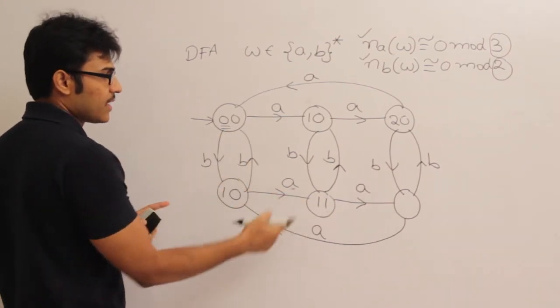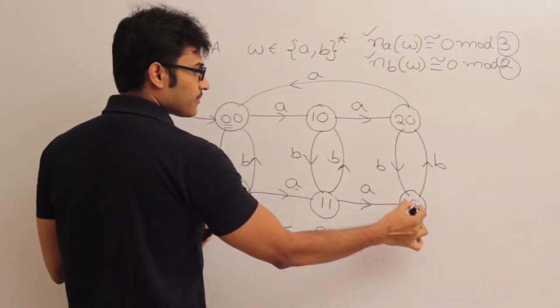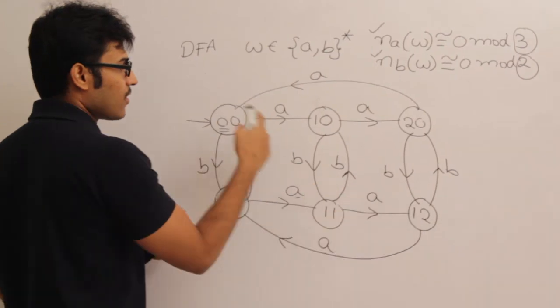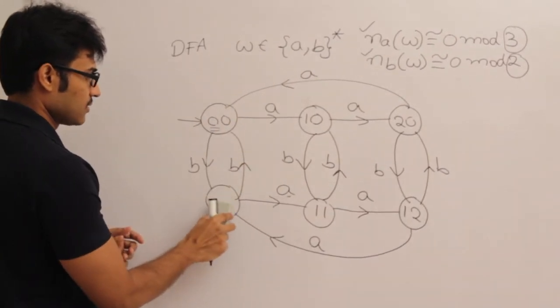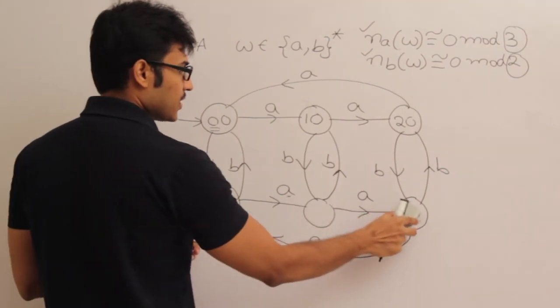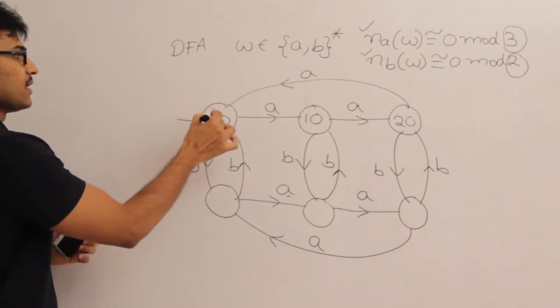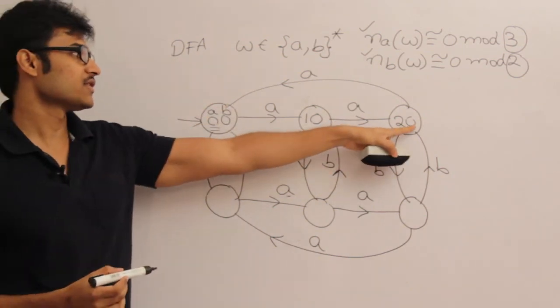1b, 1a, and this state indicates 1b, 2a's, 1b, or let's write number of a's first instead. So I am going to write number of a's first and then number of b's. Here each one indicates, this one indicates number of A's, and this one indicates number of B's. Number of A's, number of B's, number of A's, number of B's.